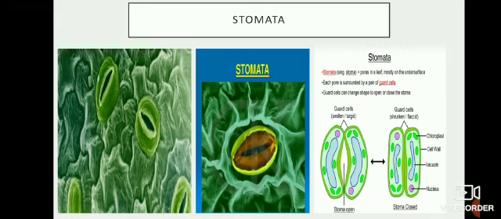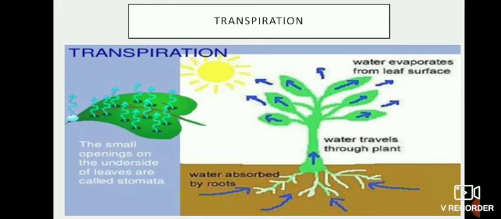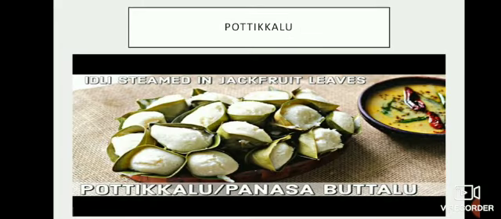Now we go for how transpiration is going on in a leaf. You are seeing this picture. Now in your textbook page number 20 a picture of pottikalu is given. Now we see what is this food item. It is nothing but idli steamed in jackfruit leaves.